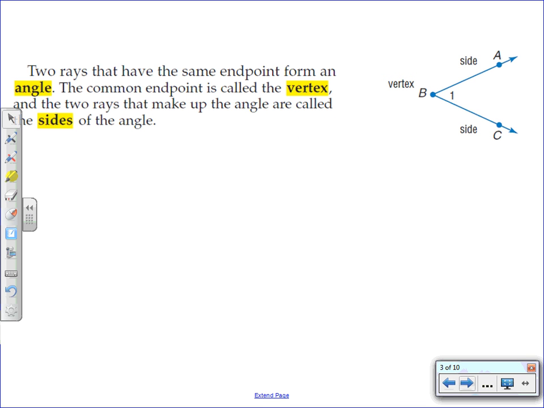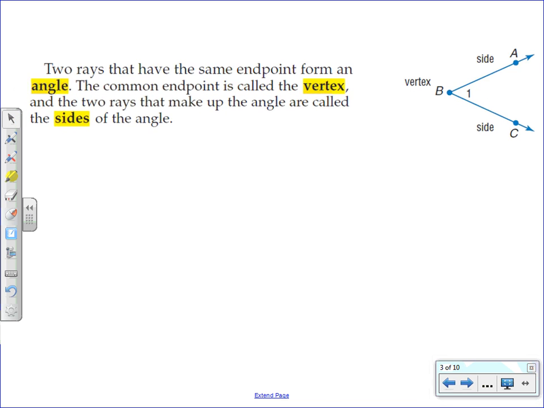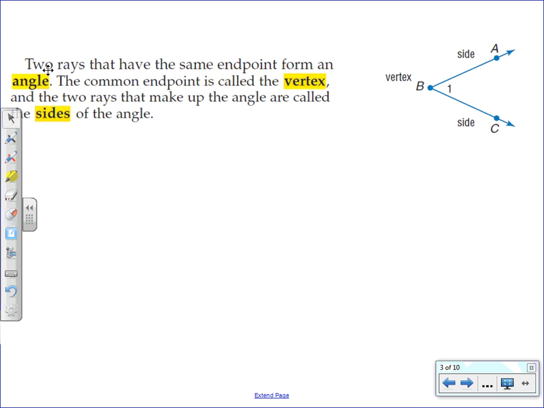Two rays that have the same endpoint form an angle. So here's your next definition. An angle is two rays that have the same endpoint. Here's a ray and here's another ray, and they have the same endpoint, and that endpoint is called the vertex.